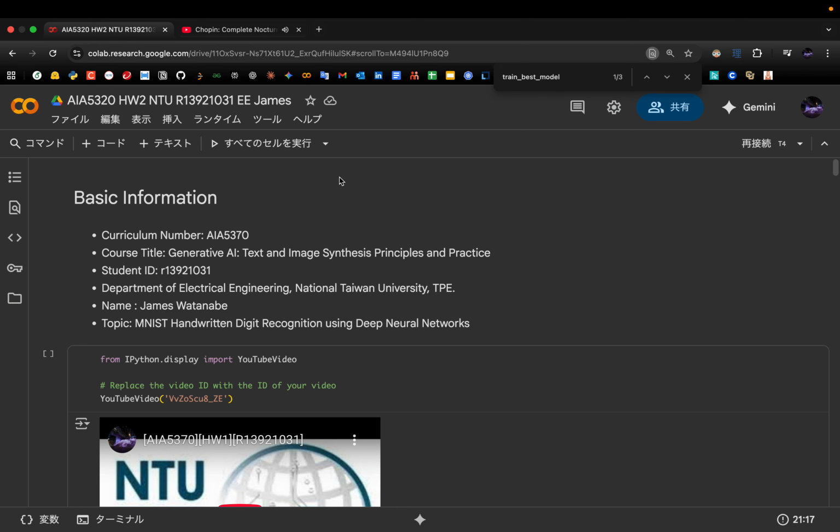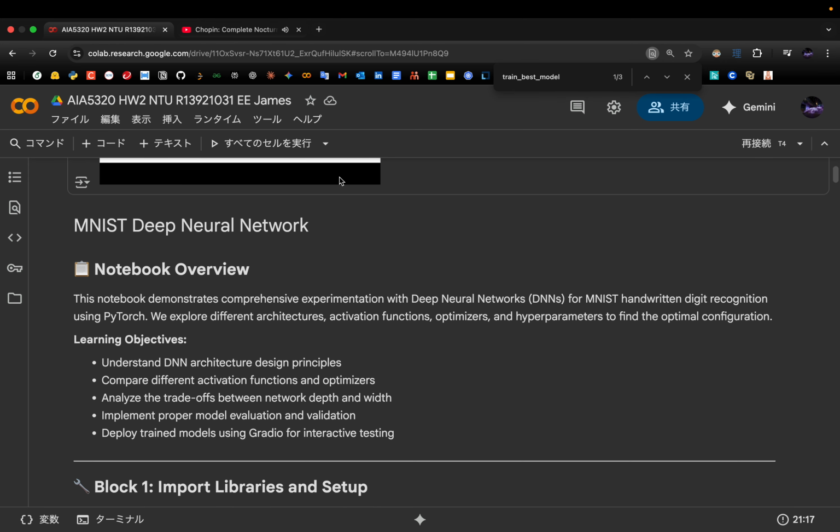Hi everyone, this is the explanation for my homework 2. Homework 2's task is to build a simple handwriting digit recognition system using deep neural networks, abbreviated as DNN, on the MNIST dataset.